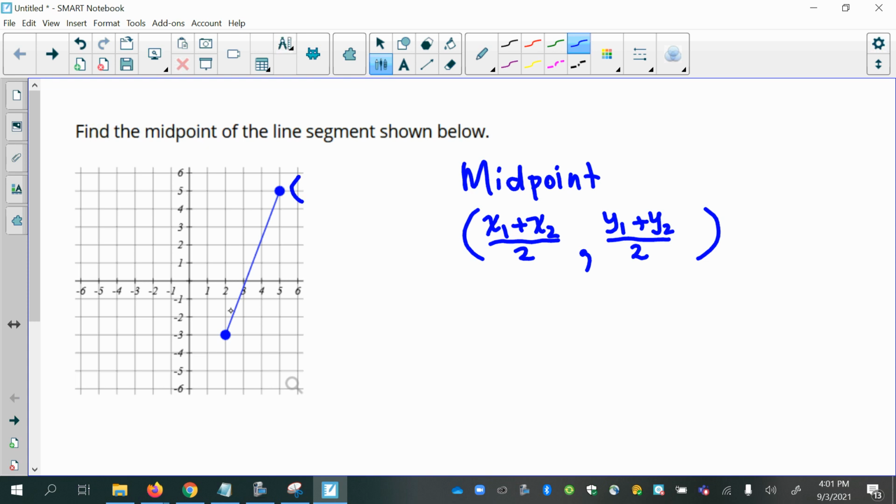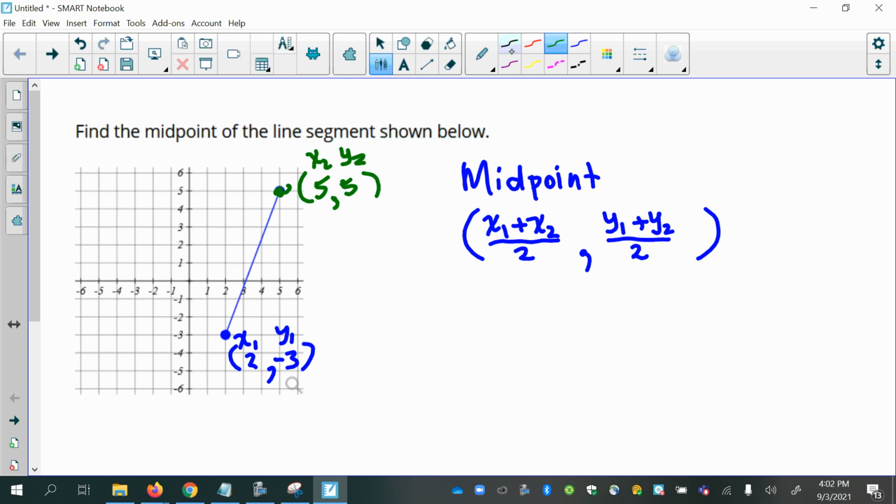So this first point, well, it doesn't matter which one you call your first point. I guess I'll call this one down here the first point, x1 and y1. And this point is at 2 for x and -3 for y. The second point here we'll do in a different color, and that would be at 5 for x and 5 for y. So that's our x2 and our y2.